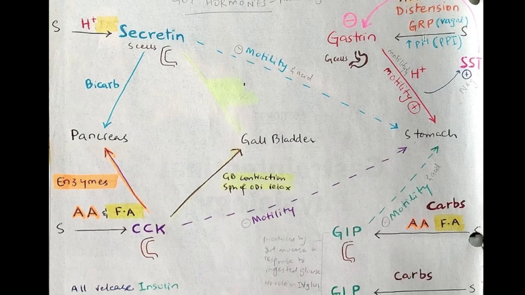Now, gastrin releasing peptide. This is a protein that is produced under vagal stimulation, and hence vagal stimulation through GRP will cause the production of gastrin. Also, stomach distension will cause the production of gastrin.